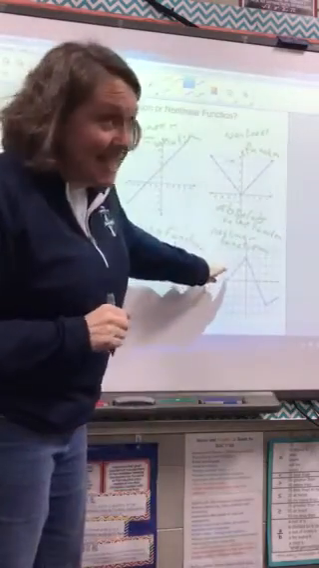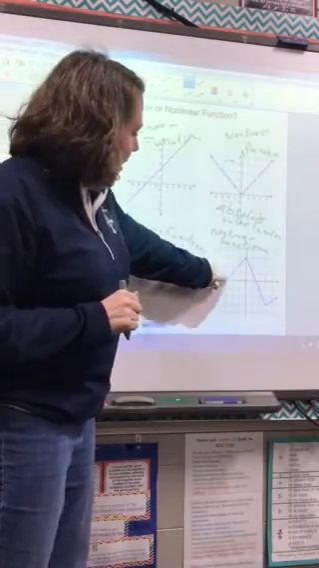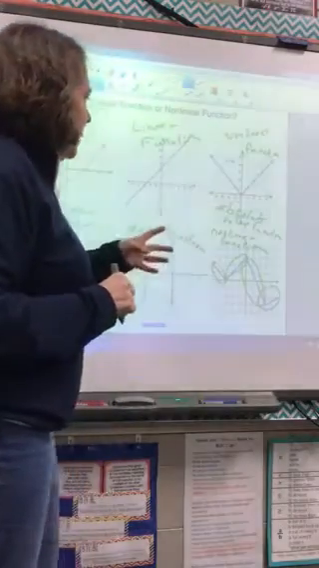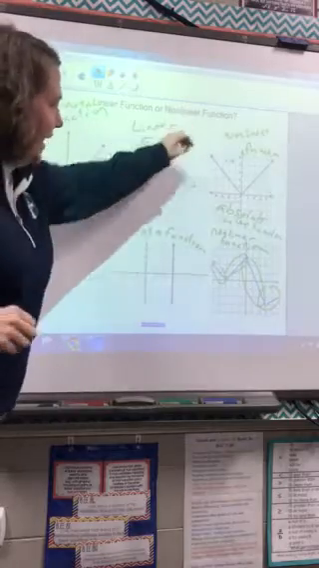We should know what this kind of function is as well. It's a piecewise function of four different lines. So it's considered nonlinear because to be a linear function, it has to be one line.